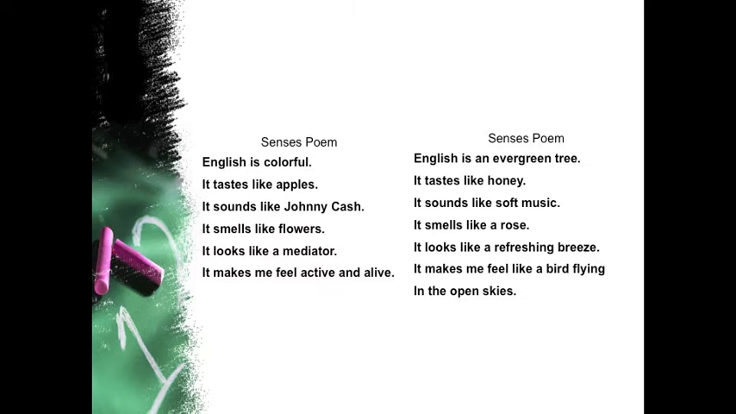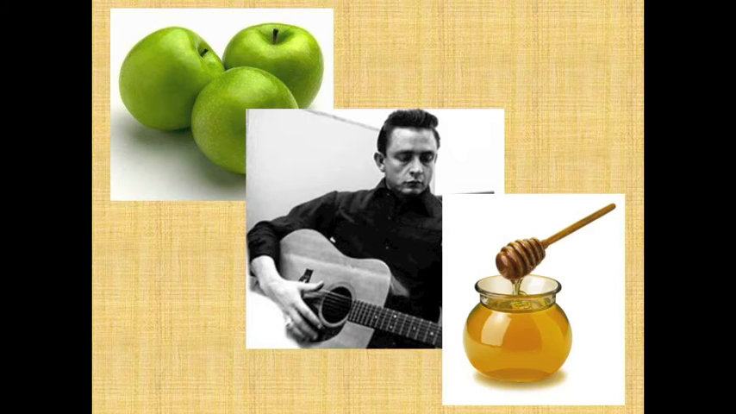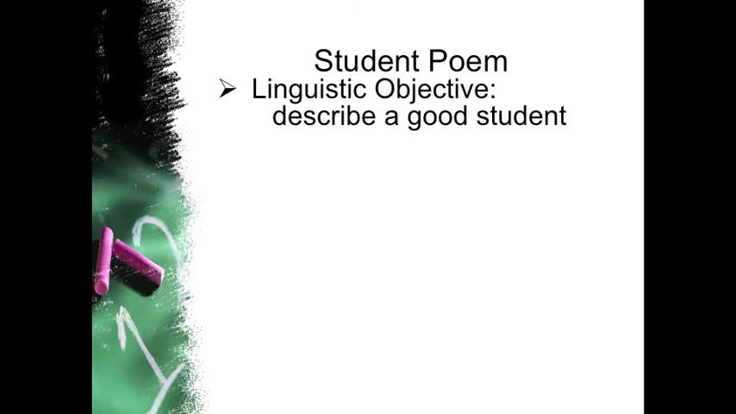Notice that in both of these poems, we can enjoy exciting and sometimes unpredictable images. They invite us to think how English is like apples, Johnny Cash, or honey. Students can feel and love the excitement that these poems generate. There are other popular templates that help students describe. Here is one more example that invites students to describe a good student.